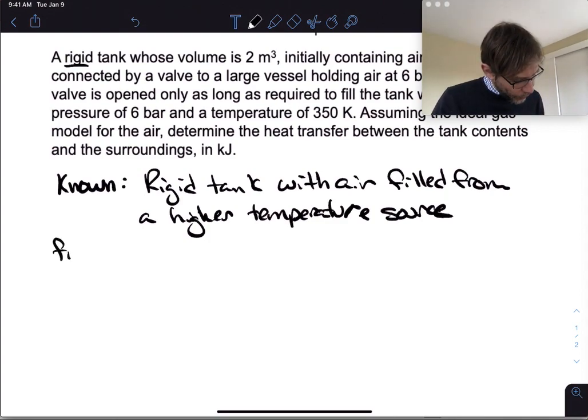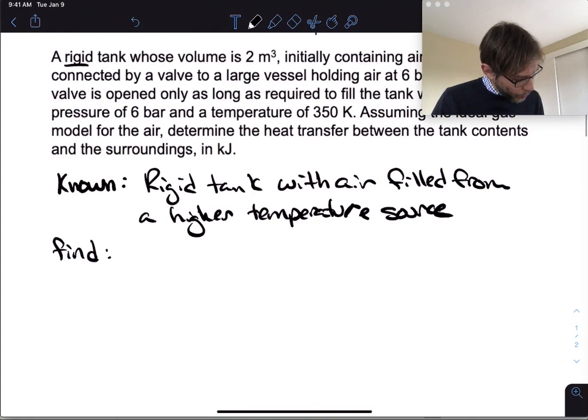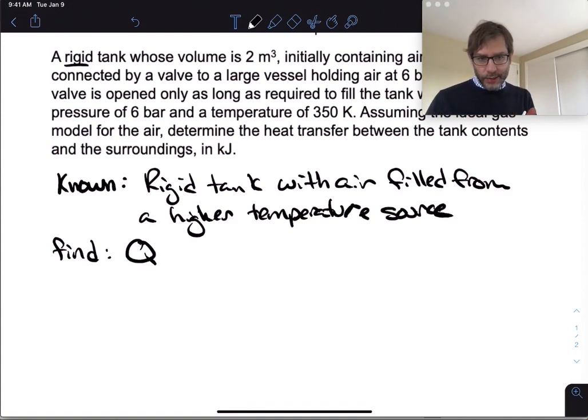So we're going to find here in this case, find the Q. The heat transfer, does it say in what? In kilojoules. So this is Q, right? Q dot would be kilowatts. Q is kilojoules, okay? So that's what we got to find.